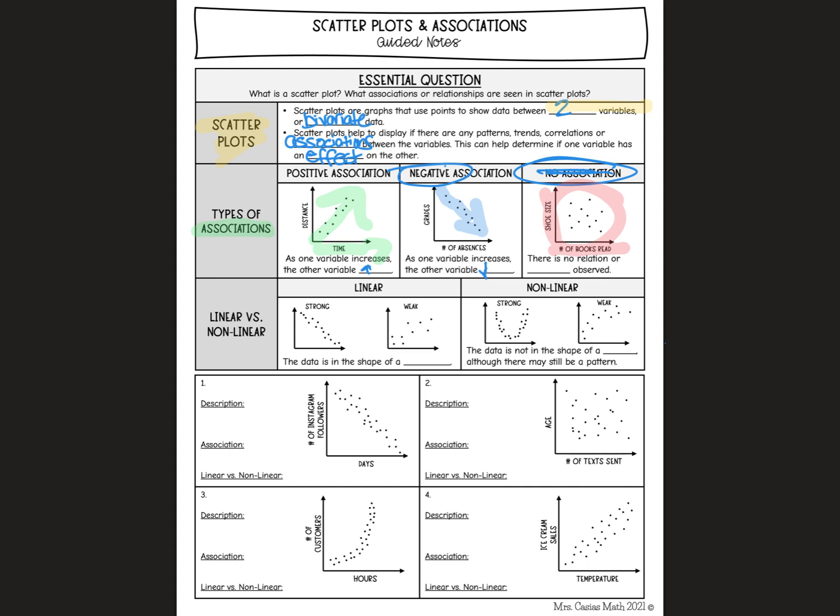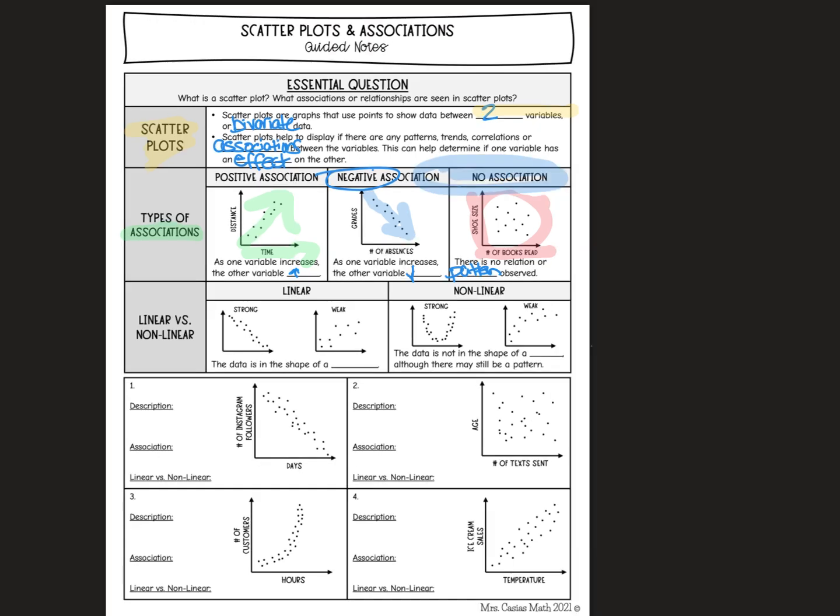Do you think the more books you read, the bigger your feet are? No, not at all. So there is no pattern observed here. And this is what we would refer to as no association. Okay, so those are the 3 types of associations with our scatter plots. So now we know that with scatter plots, we can see the associations or the relationships, and there's 3 of them. There's that positive, a negative, or the no association.